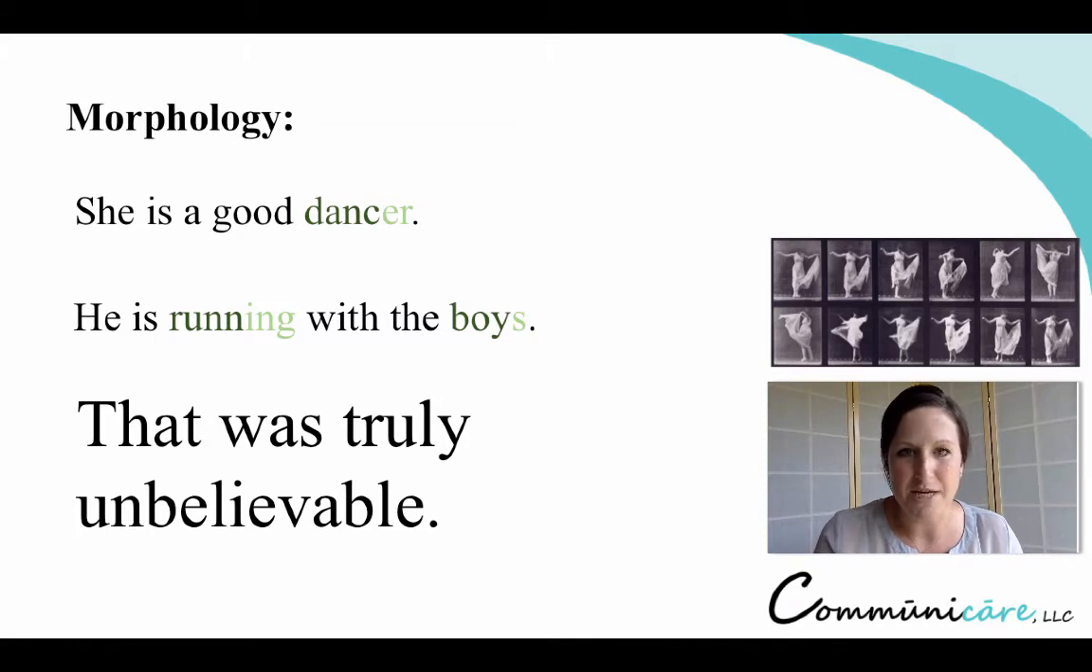So going back to morphology, think about how many morphemes are in the phrase, she is a good dancer. We have she, which is 1, is, which is 2, a, which is 3, good, 4, dancer, which is really 2. So right there we have 1, 2, 3, 4, 5, 6 morphemes. Now think about these sentences. He is running with the boys. How many are there? And what about, that was truly unbelievable? Feel free to pause and play around with those to get a sense of the number of morphemes included.